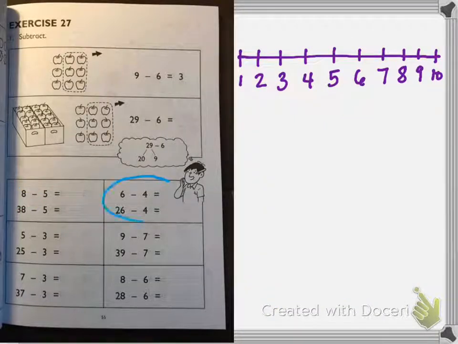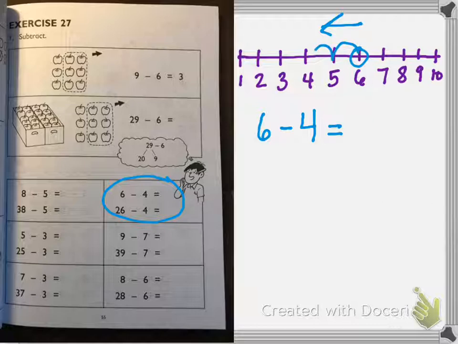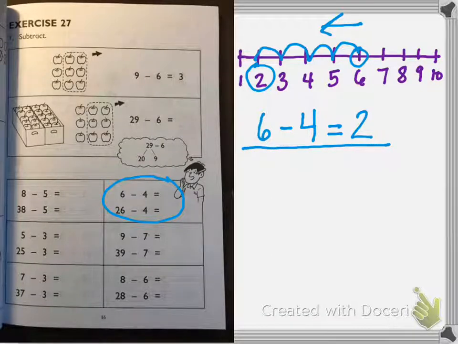Let's look at the next box. 6 minus 4 equals. Well, let's go to our number line. There's 6. You could even use your fingers on something this small if you wanted to. Now if we subtract, we go backwards. 1, 2, 3, 4. 6 minus 4 is 2. See if you can guess the pattern. If 6 minus 4 is 2, what is 26 minus 4? Can you guess?